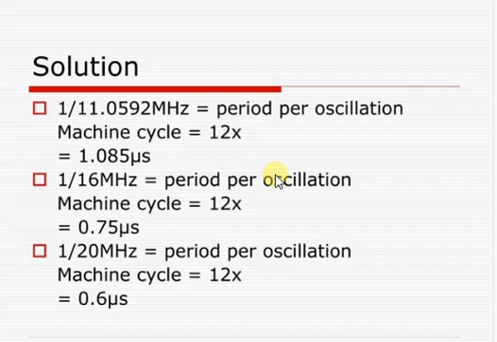Similarly, 1 by 16 megahertz, that is equal to period per oscillation. Machine cycle is equal to 12 into x. Therefore, that is equal to 0.75 microseconds. For 1 by 20 megahertz, that is equal to period per oscillation. Machine cycle is equal to 12 into x, that is equal to 0.6 microseconds.